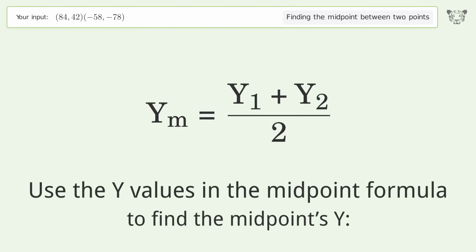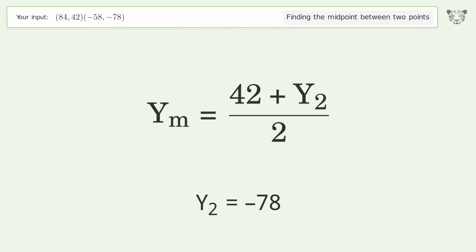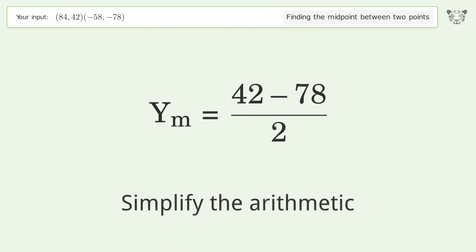Use the y values in the midpoint formula to find the midpoint's y. y1 equals 42. y2 equals -78. Simplify the arithmetic.